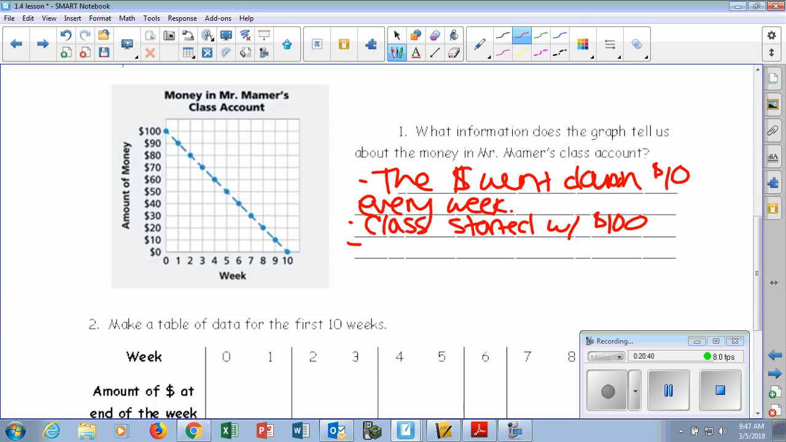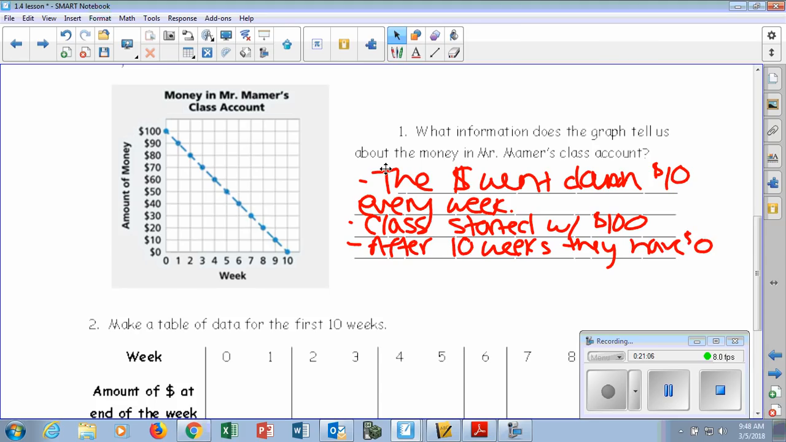Rebecca, do you see anything else that we can add to this? It's a linear line, that's right. What about after 10 weeks? What happens to the amount of money? Let's have Rebecca answer it. After 10 weeks, Rebecca, how much money will they have? They have $0.